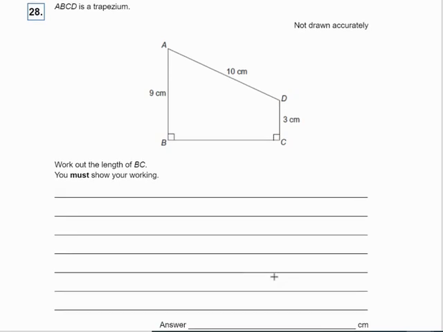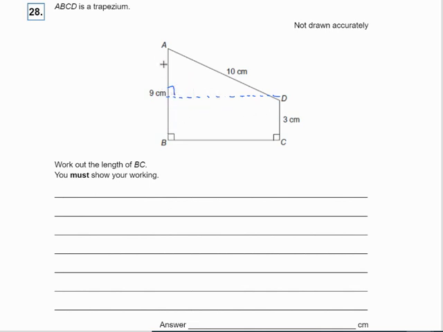Okay, next, ABCD is a trapezium. Work out the length of BC. So we're going to work out the length here. If we want to work out the length BC, that's not too bad. It's just going to be the same as the length over here. So it's another one of these Pythagoras type questions because we've made a right angle triangle.